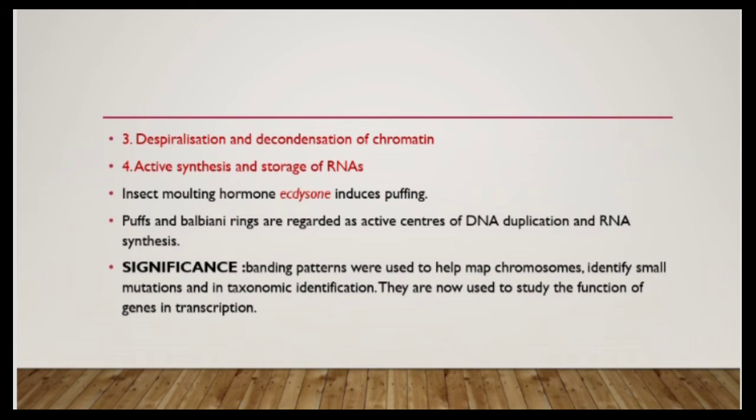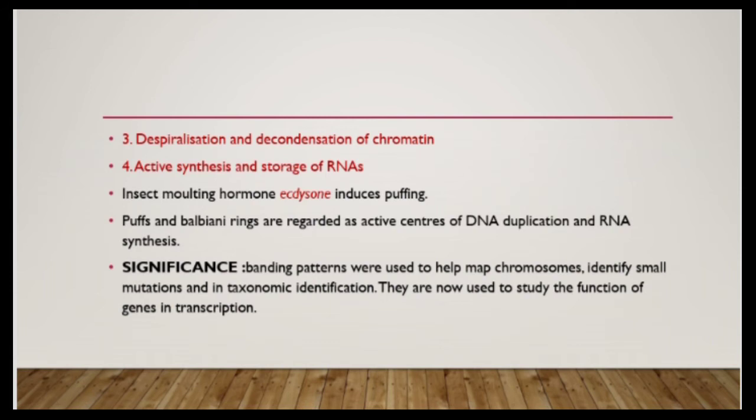Insect molting hormone ecdysone induces puffing. So the hormone ecdysone is responsible for puffing in the case of insects. Puffs and Balbiani rings are regarded as active centers of DNA duplication and RNA synthesis.